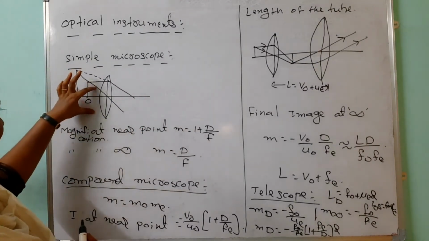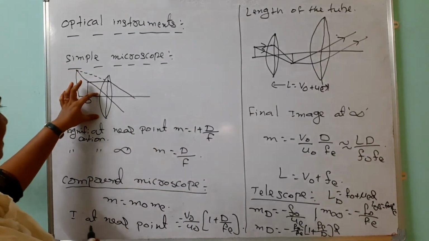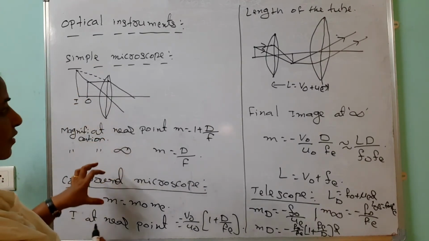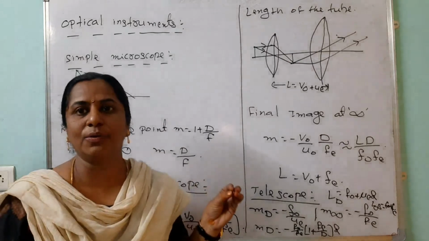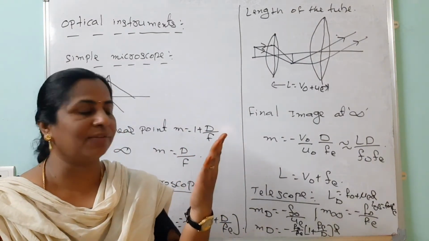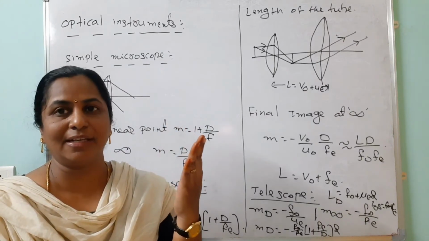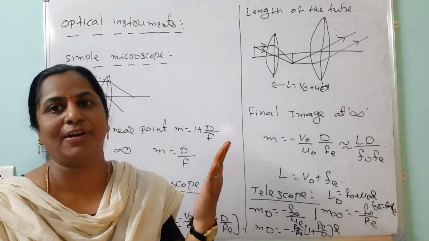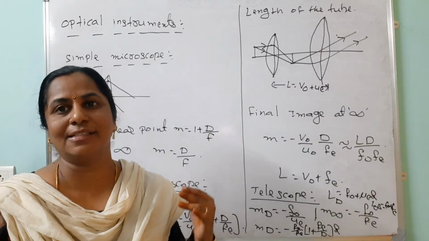Here we are using one convex lens. This is the object and this is the image. The image we can observe at 2 points. You know that for a normal human being, the minimum distance to look at an object comfortably is 25 centimeters, which is called the near point of the eye. Then the far point is infinity.